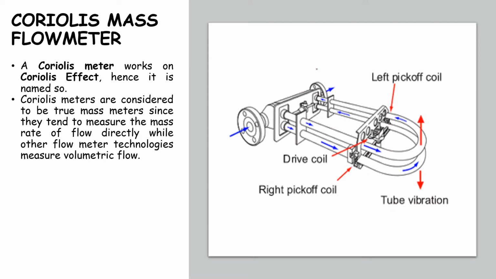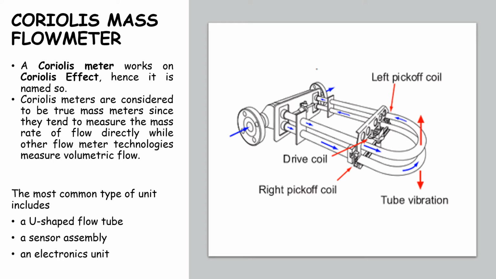And this is how a Coriolis mass flow meter is going to look in picture. The most common type of unit includes a U-shaped flow tube, a sensor assembly, and an electronics unit.